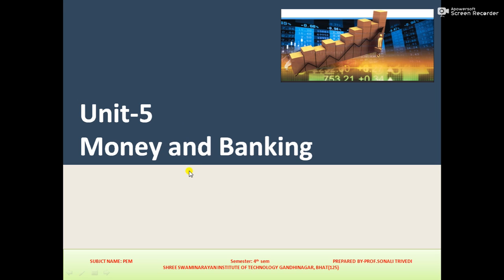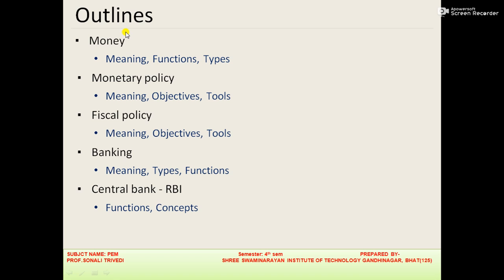Unit 5, Money and Banking. These are the outlines: money, meaning, functions and types that we have discussed here. Monetary policy, meaning, objectives and tools. Fiscal policy that we have discussed, meaning, objectives and tools. And banking that we have discussed, banking, meaning, types, functions.